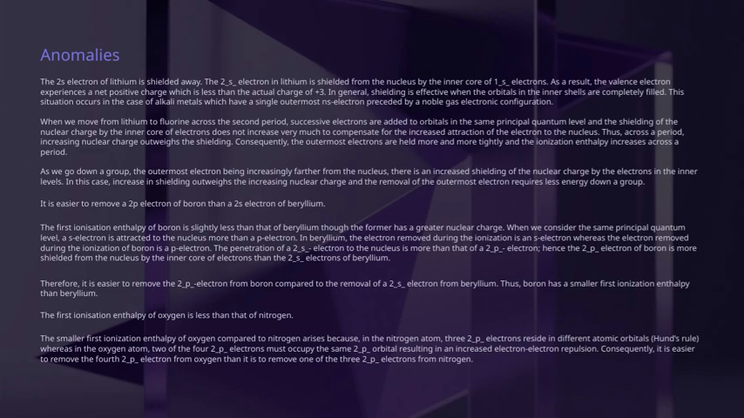Focusing on lithium, its 2s electron is shielded by the inner 1s electrons. This shielding reduces the effective nuclear charge felt by that valence electron, making it easier to remove. Shielding is most effective when the inner orbitals are fully filled, which is why alkali metals, with their single outermost electron and noble gas core, show this behavior consistently.